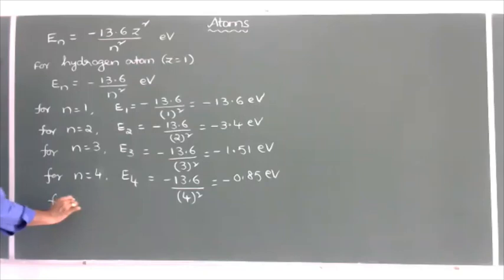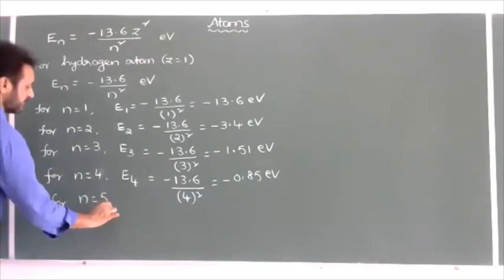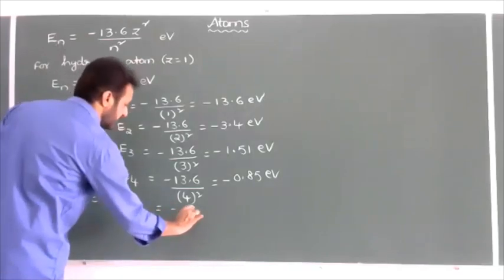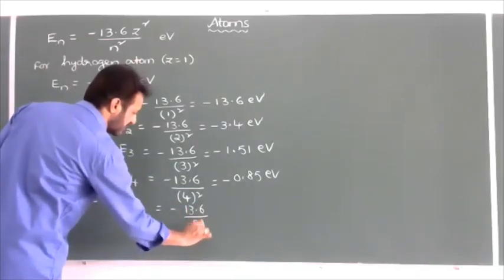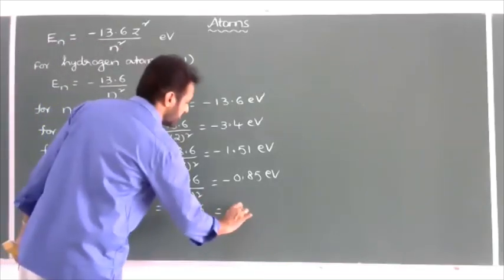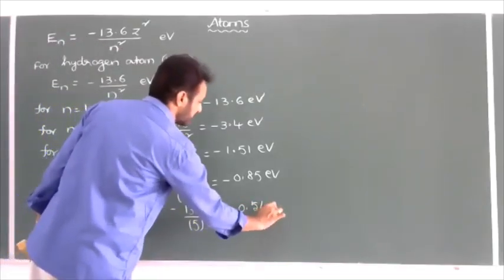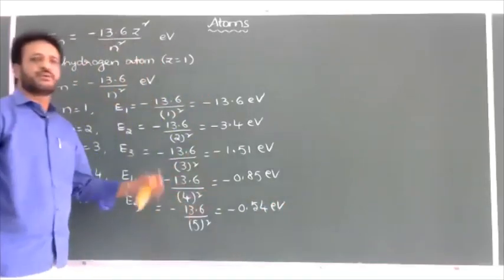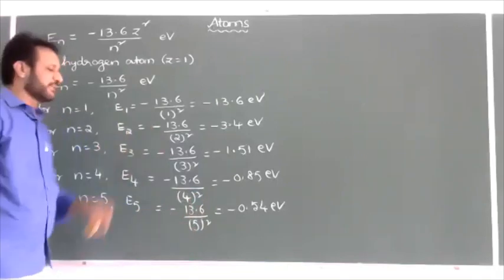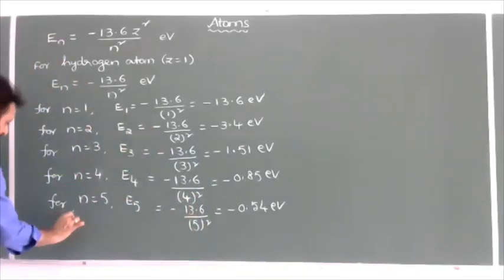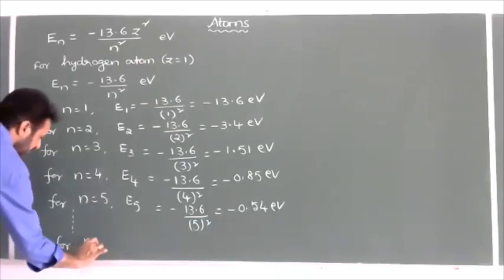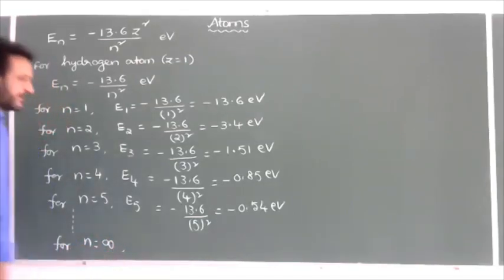For the fifth orbit, I am calculating the first five or six orbits. E5 is equal to minus 13.6 by 5 square, means 13.6 by 25, minus 0.54 electron volt. In the same way, we have to calculate minus 13.6 by 6 square, 7 square, 10 square, whatever is given, and so on. I want to calculate the energy of electron in the last orbit, that is n is equal to infinity.